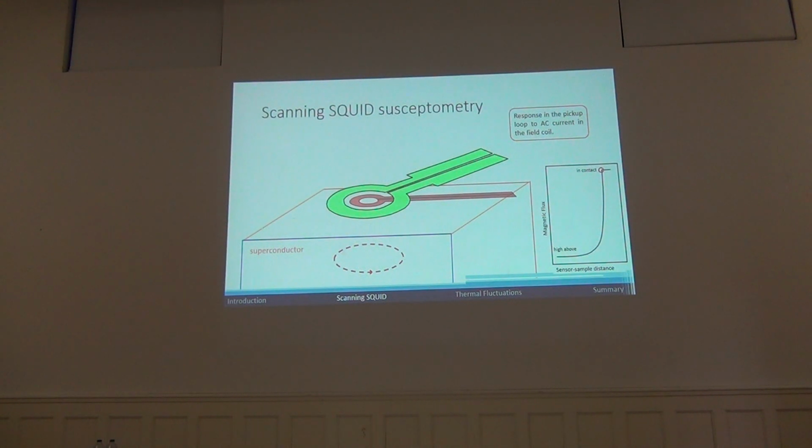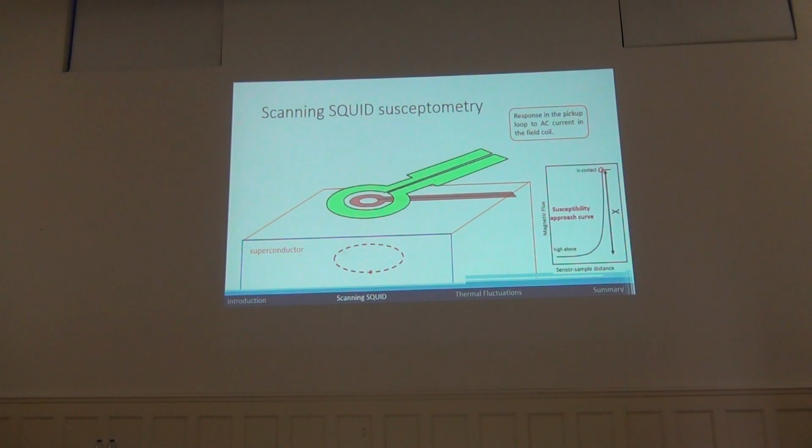The signal will rise until the SQUID touches the sample, and the difference between the signal far from the sample and close to the sample tells us about the quality of the superconductor. Usually the diamagnetic response is described in negative values, but today I will use positive values just to emphasize that a stronger signal means stronger superconductivity.